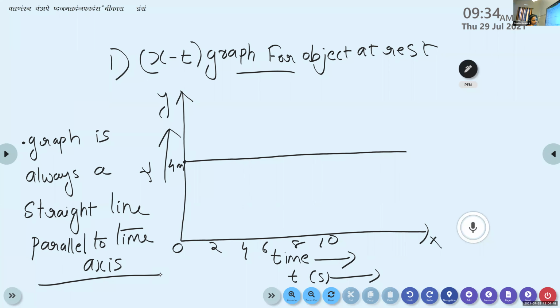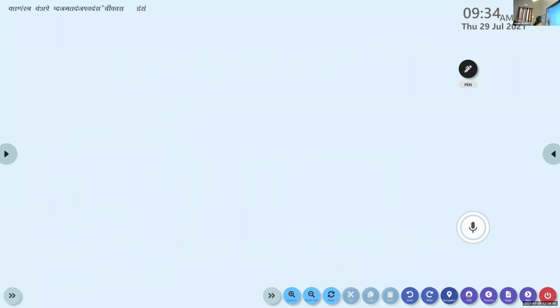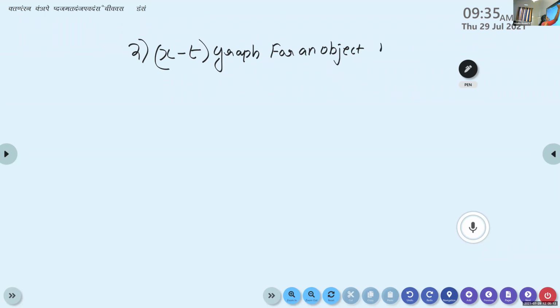Over? Yes, ma'am. Okay. Now the second case. XT graph, that is the position time graph for an object moving with uniform positive velocity.